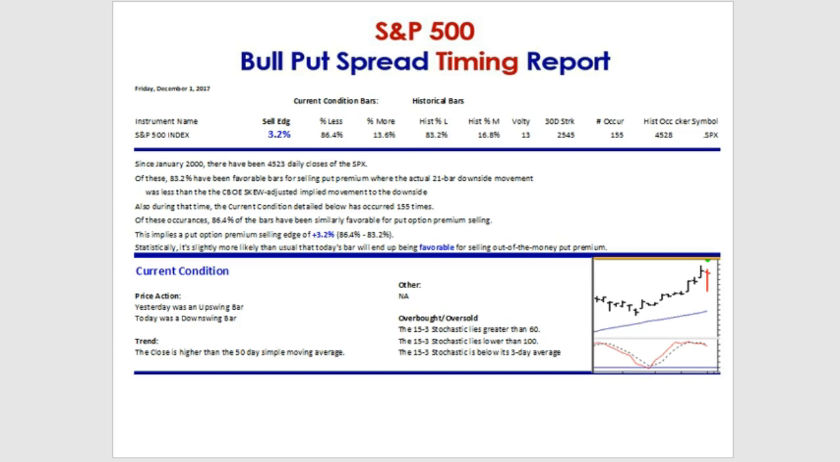Now, let's take a look at our market condition. Out of 155 occurrences, 86.4% of the time, the bars were similarly favorable for selling put premium a standard deviation out like that. That implies a small selling edge, a put premium selling edge of 3.2%. Statistically, it's slightly more likely than usual that the market condition we have now will end up being a favorable one for selling that out of the money put premium 30 days away, a standard deviation out of the money. Okay, so there's that report.